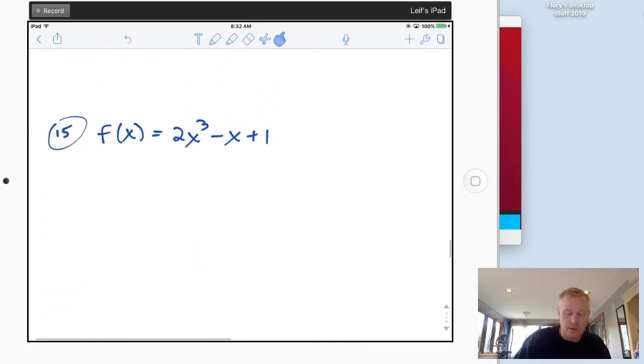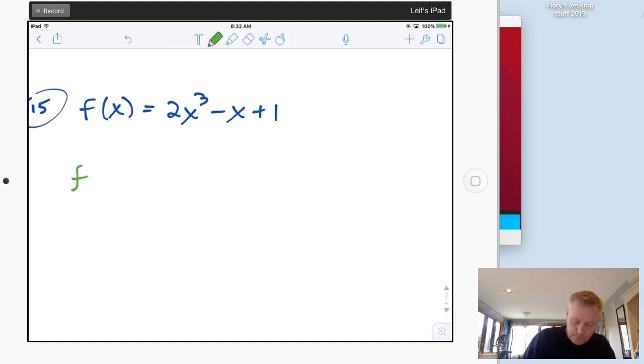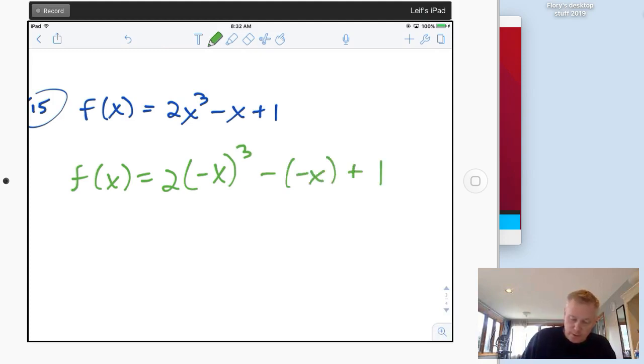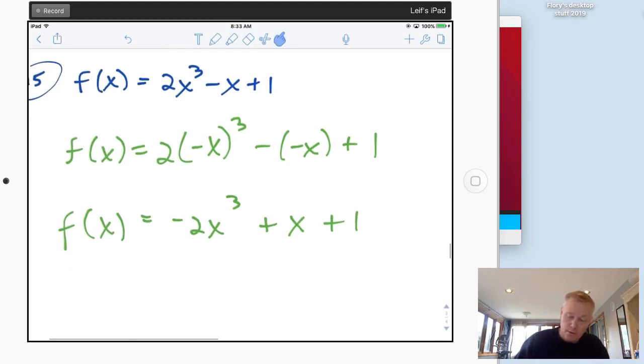All right. Next one is f of x equals 2x to the 3rd minus x plus 1. With this one, if I plug in negative x, I get 2(-x) to the 3rd minus (-x) plus 1. This one's a little different. This one will be negative 2x to the 3rd, because it's an odd exponent. This one becomes plus x plus 1.